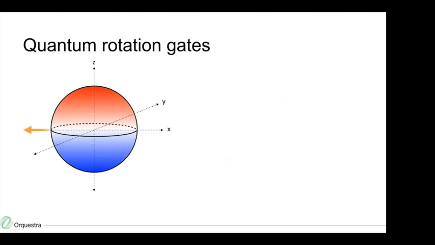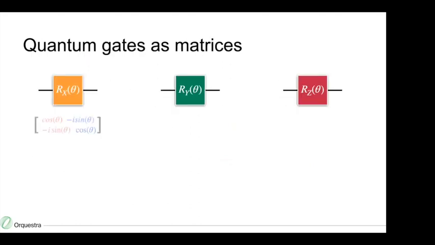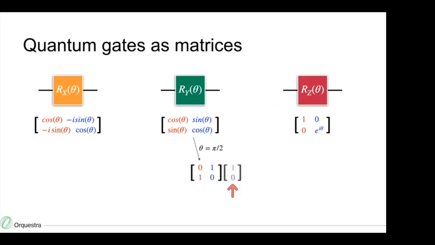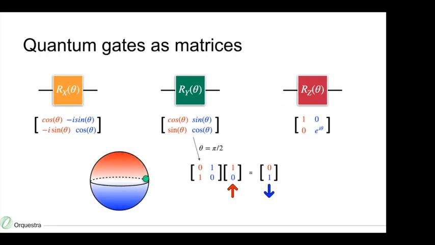Then we have the quantum rotation gates, which are the ones that rotate the sphere. There are three ways to rotate the sphere: through the x-axis, the y-axis, and the z-axis, and you can use any angle you want. The RX gate rotates the sphere by an angle theta over the x-axis. The RY gate rotates it some angle over the y-axis, and the same thing with the z-axis. If you like to think of them as matrices, these are the matrices. If you apply, for example, the middle matrix for pi over 2, you get the matrix 0, 1, 1, 0, which you multiply by a qubit, and you get another qubit, going from the zero to the one.